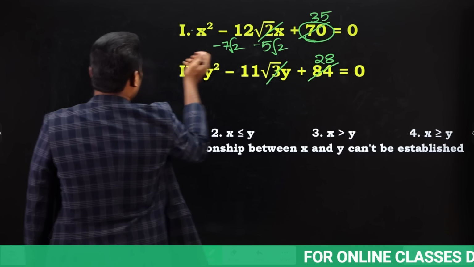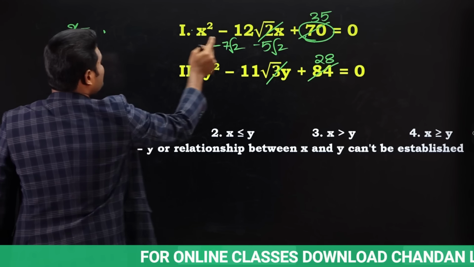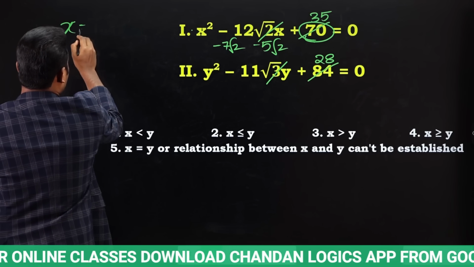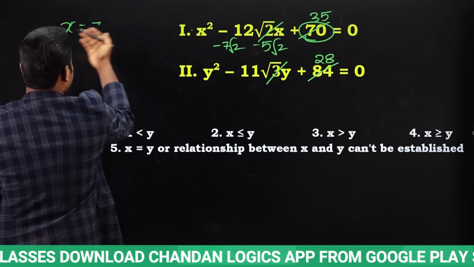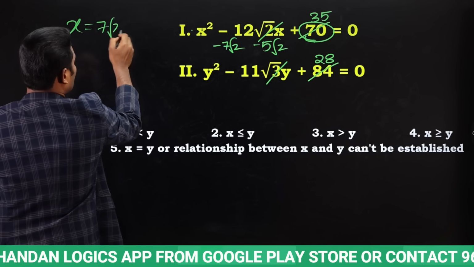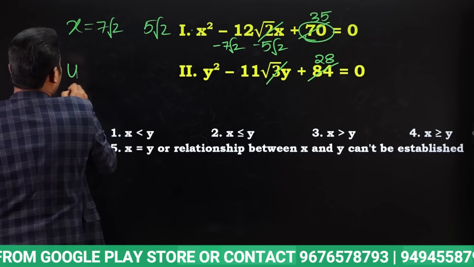Bring that root 2. From this we can say the x value is going to be how much? If this is negative, the roots will be positive. The x value will be 7 root 2. Yes or no? The x value will be 7 root 2. Next, one more value, 5 root 2. Similarly, find the y value also.